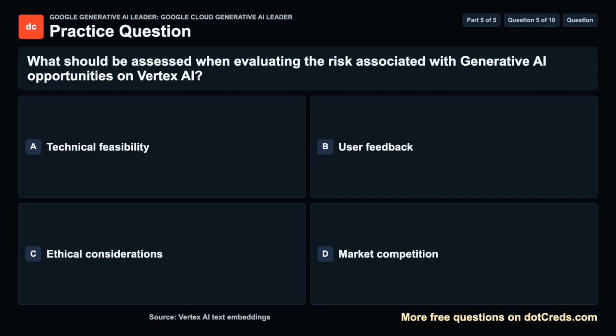Question 5. What should be assessed when evaluating the risk associated with generative AI opportunities on Vertex AI? A. Technical feasibility. B. User feedback. C. Ethical considerations. D. Market competition. Take a moment, then we will review the answer.